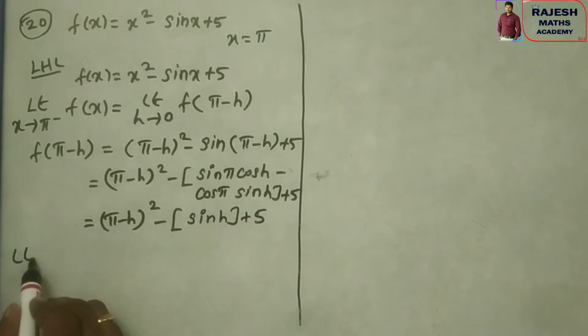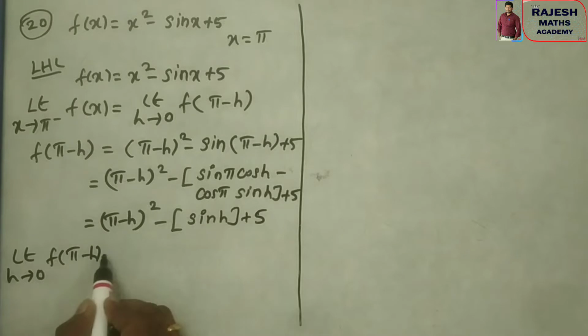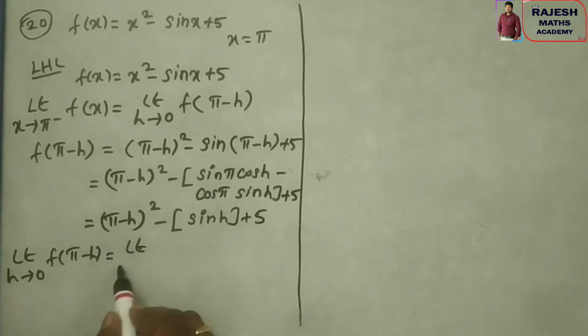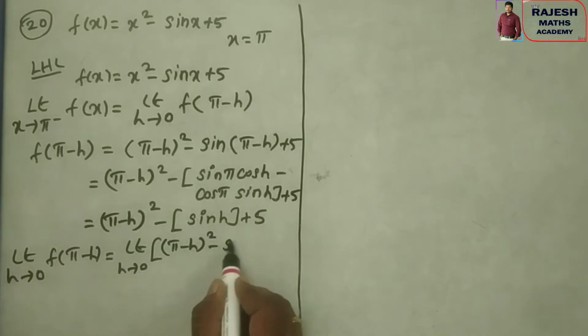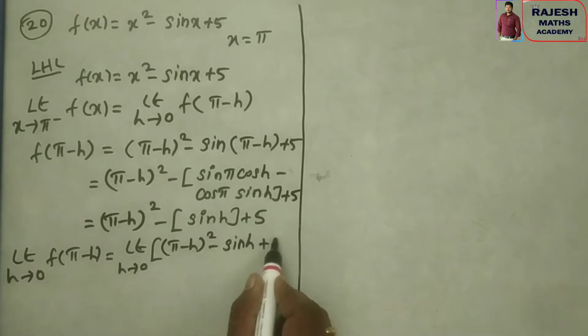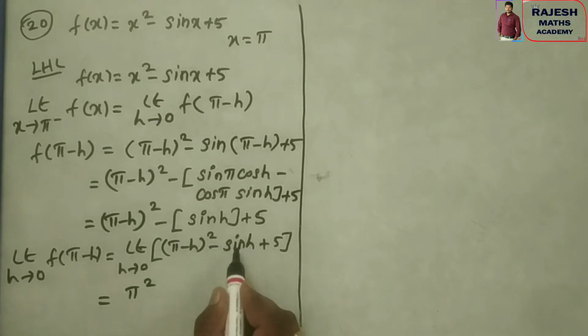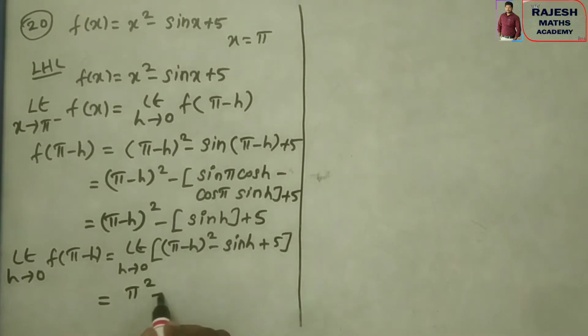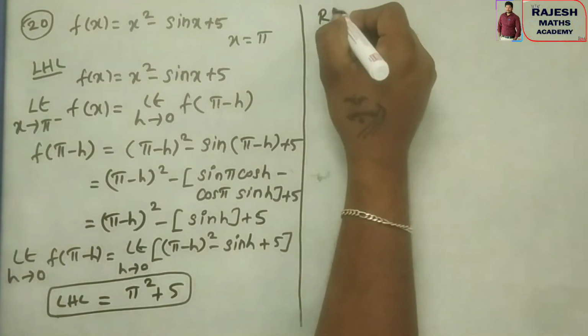Now apply the limit h tends to 0 of f of pi minus h, which is equal to limit h tends to 0 of pi minus h whole square minus sin h plus 5. Applying h equal to 0, we will get pi square, sin 0 is 0, plus 5 will be remaining. It is our LHL.